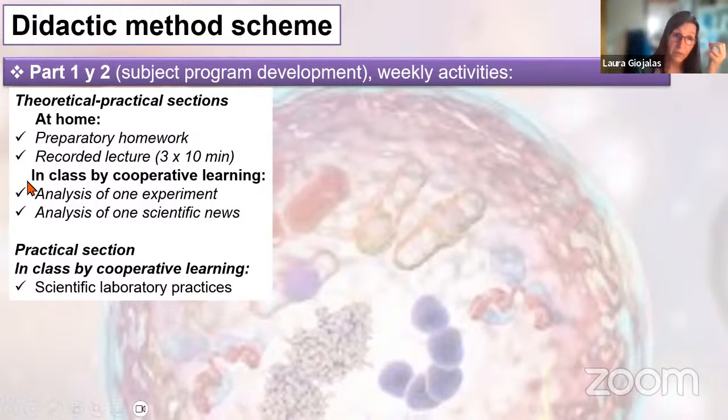And when they arrive at the classroom, they have to work in cooperative learning to analyze one single experiment in groups, and other activities to analyze one single piece of scientific news about a scientific publication concerning the same subject we are working on. And in parallel, in the same week, they have to attend the laboratory session to perform this scientific method in the lab, and they also perform it in cooperative learning mode.